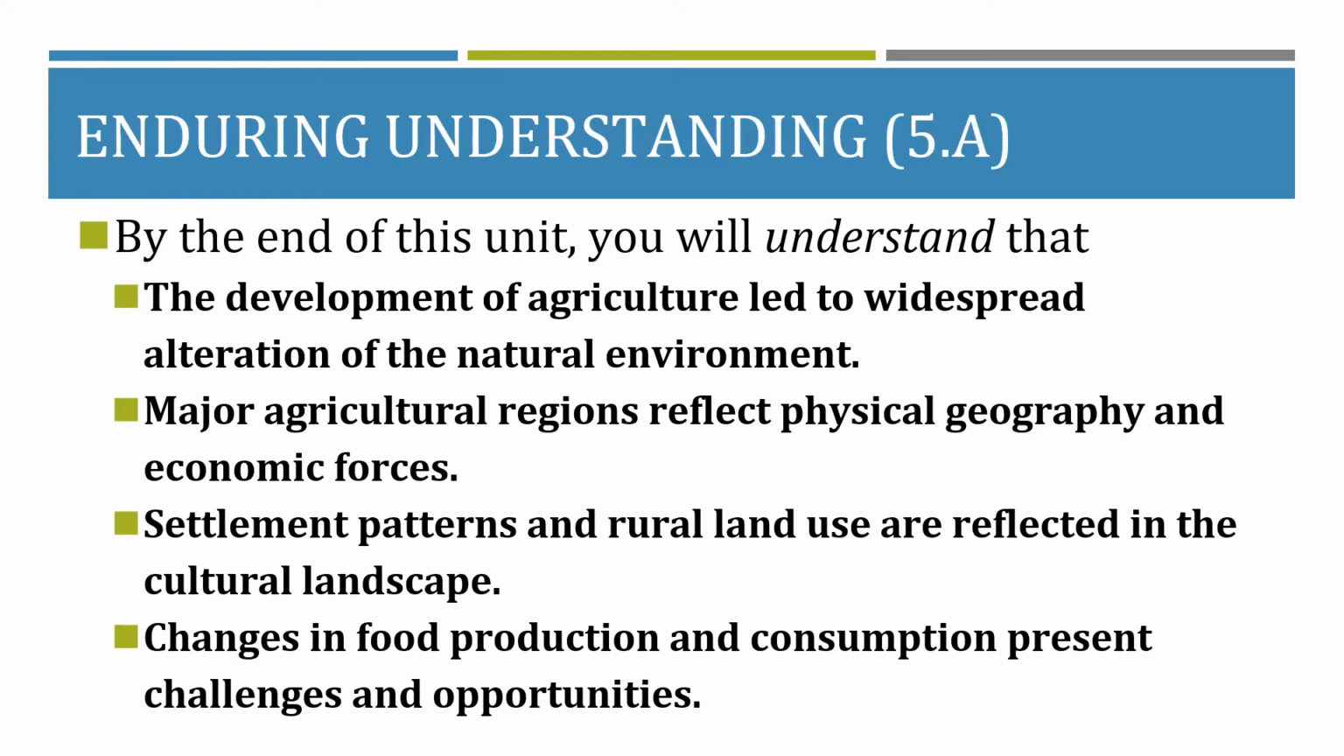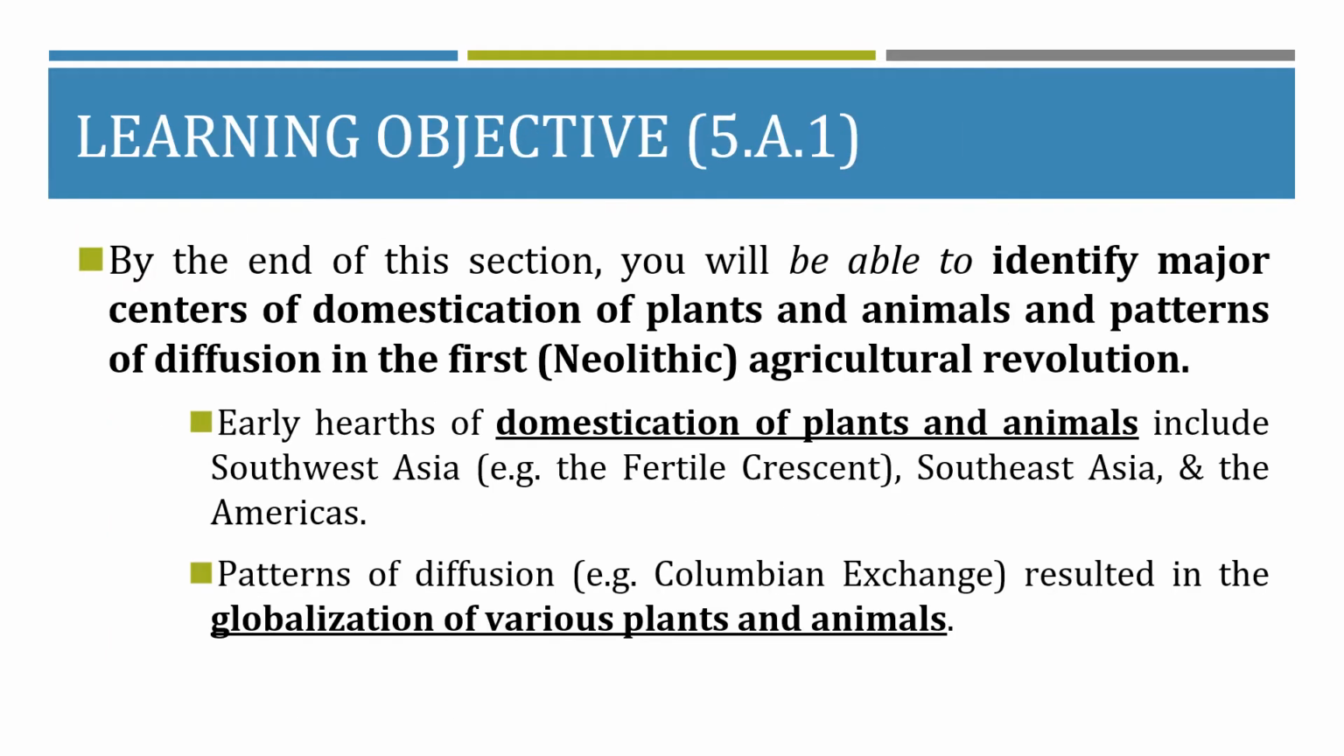By the end of this unit, you will understand that the development of agriculture led to a widespread alteration of the natural environment. Also, major agricultural regions reflect physical geography and economic forces. Settlement patterns and rural land use are reflected in the cultural landscape, and changes in food production and consumption present challenges and opportunities.